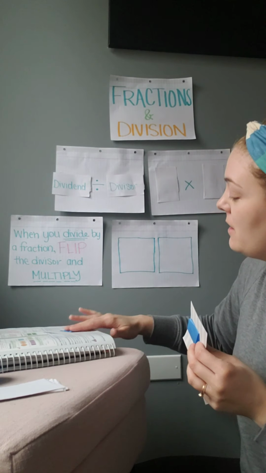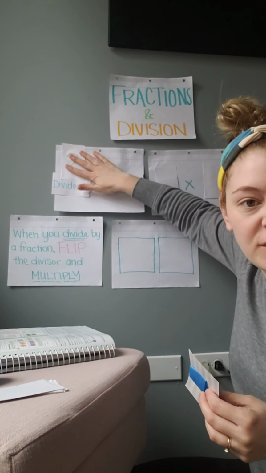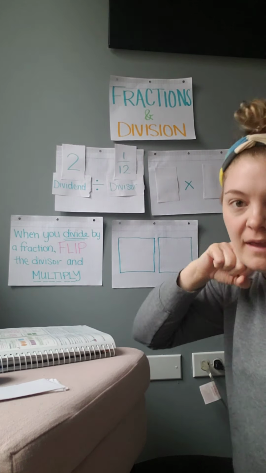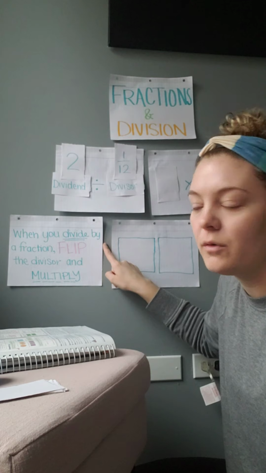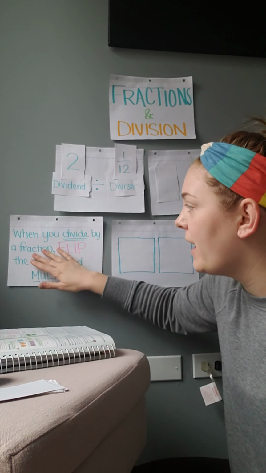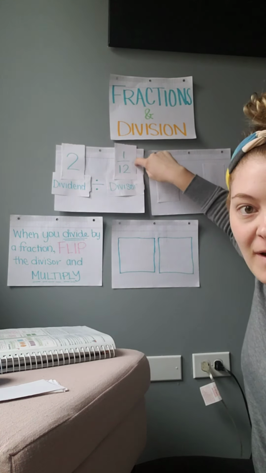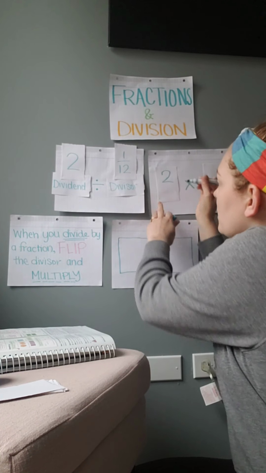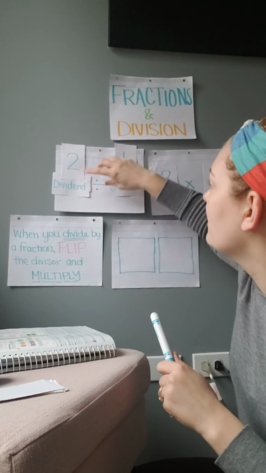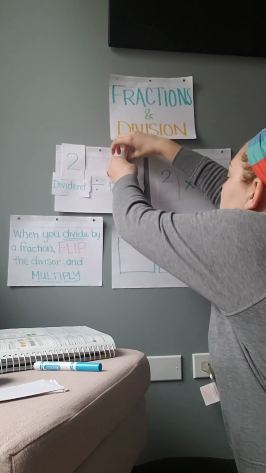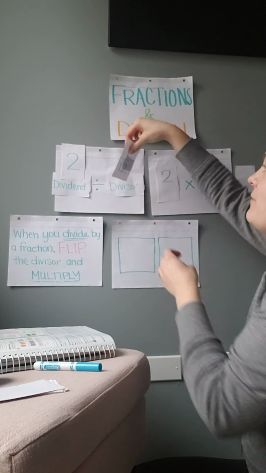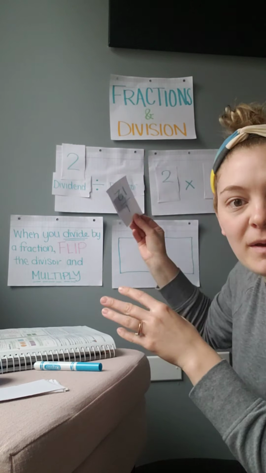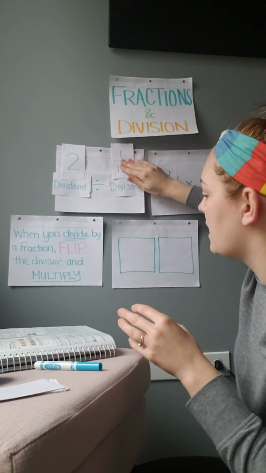My whole number, my dividend, is 2, okay? Divided by 1/12. Can you remember the rule? When you divide by a fraction, flip the divisor. Remember, the dividend stays the same. So that dividend is 2. I've got to flip my divisor. Every time I tape it the wrong way. If I flip it, it's not 21, don't read it like that. If I flip it, it's 12 over 1, right?